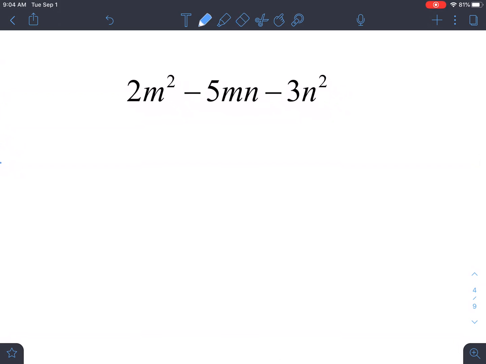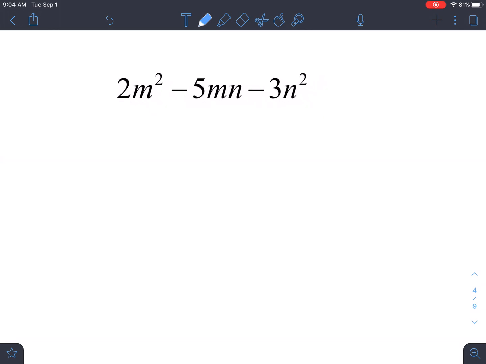Okay, and whenever you see this double variable situation, I really recommend doing split the middle. So let's do that again. So what multiplies to 2 times negative 3, a times c. This is a, b, and c. And what adds to b, or what adds to negative 5? This would be negative 6 and positive 1.